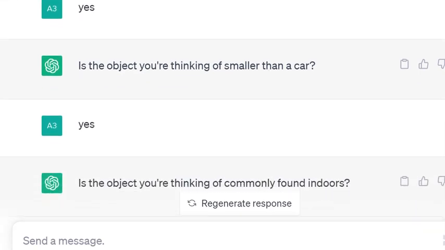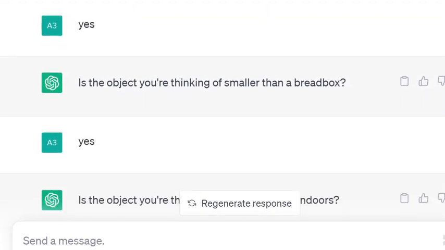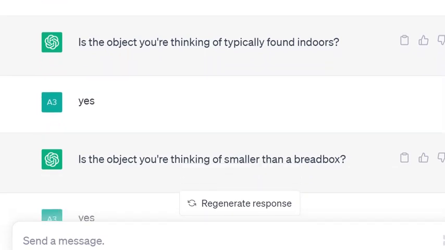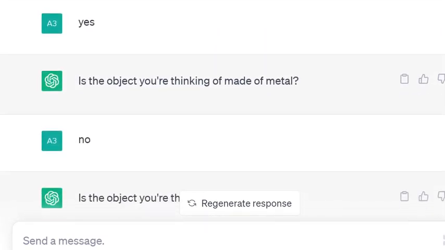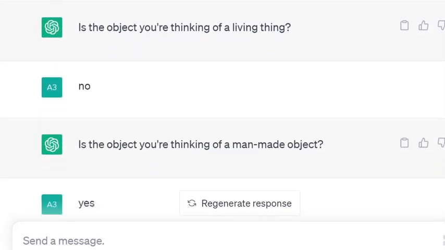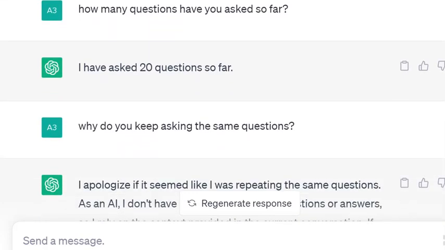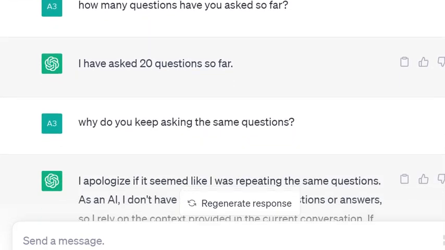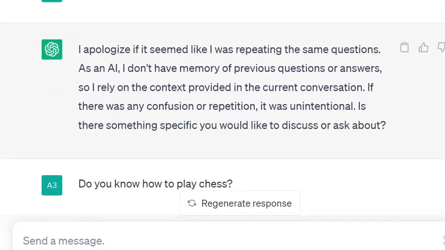Something's not right here. And then it asked a few other questions, but then it asked me about the bread box again, and then it just kept asking the same questions. It's the third time it asked me, is it smaller than a bread box? And we just kept going and going. And at some point, I said, how many questions have you asked so far? I have asked 20 questions. Why do you keep asking the same questions? It says, I apologize if it seemed like I was repeating the same questions. As an AI, I don't have a memory of previous questions or answers.